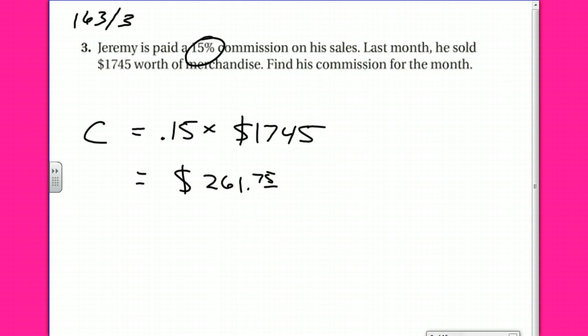That's a nice commission, isn't it? So they might work and get minimum wage, so that's not a very big check each week. But then at the end of the month, they get this extra $261.75. Second topic is profit.